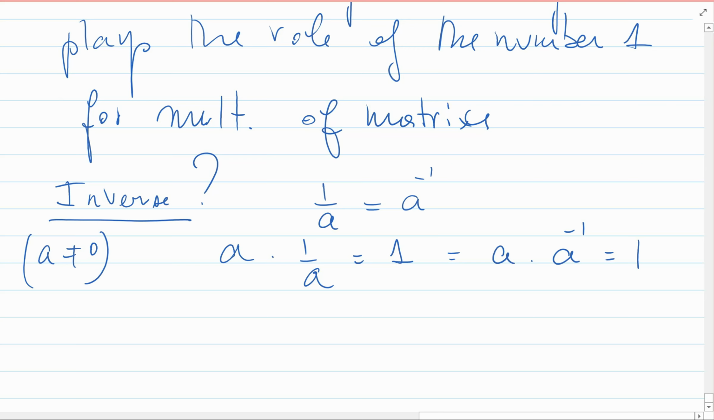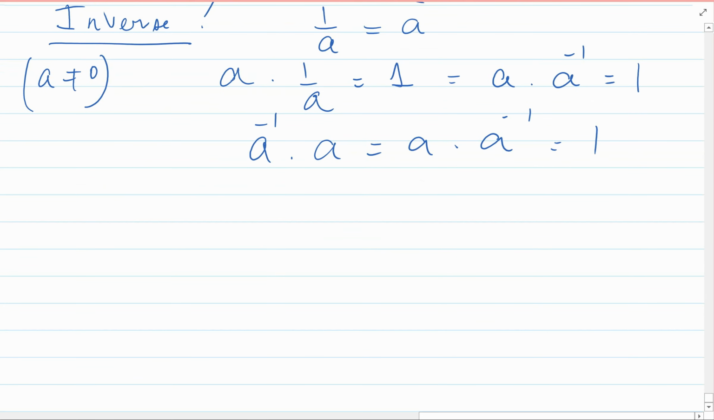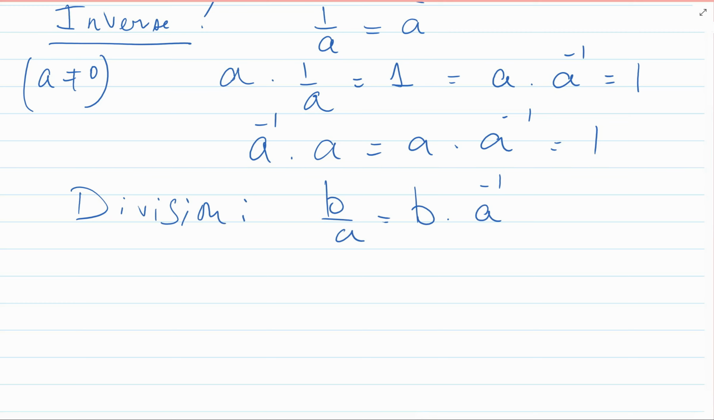Great. And of course, we do have, obviously, that a inverse times a equals 1, because the multiplication between numbers is commutative. Okay, so we don't have an issue. And this will allow us to define the division of numbers by writing b over a being simply b times a inverse. That's how we define the division. Once you have the inverse of an element, then the division comes naturally as well.